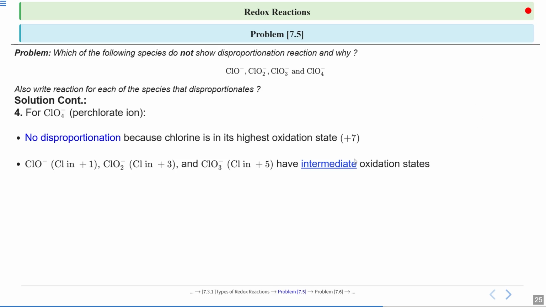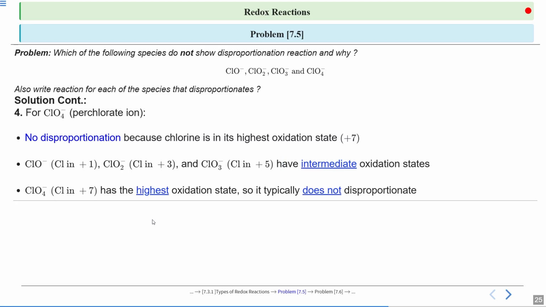Now concluding, we can say that in ClO negative, Cl is existing in +1, in ClO2 negative, chlorine is in +3, and in ClO3 negative, Cl is in +5. They have intermediate oxidation states, and hence ClO4 negative, where Cl is in +7, has the highest oxidation state, so it typically does not disproportionate. So what have we concluded here? Among all the 4 species provided in the question, there is only one species, that is ClO4 negative, the perchlorate ion, which does not disproportionate.